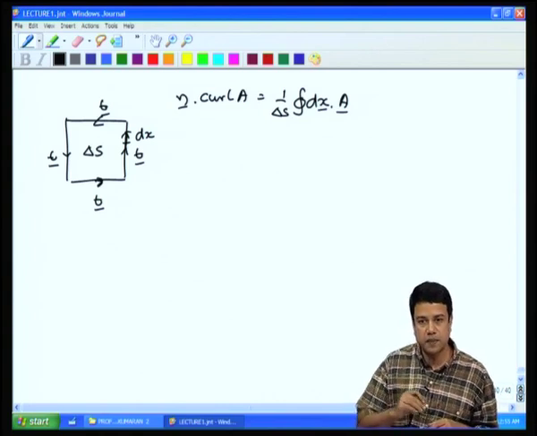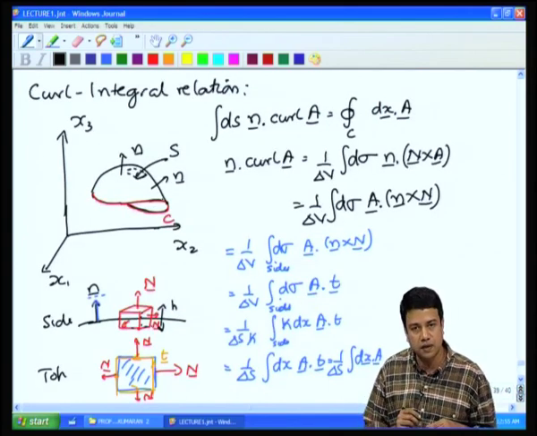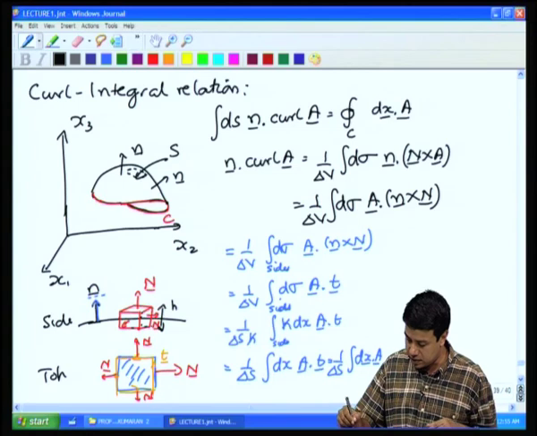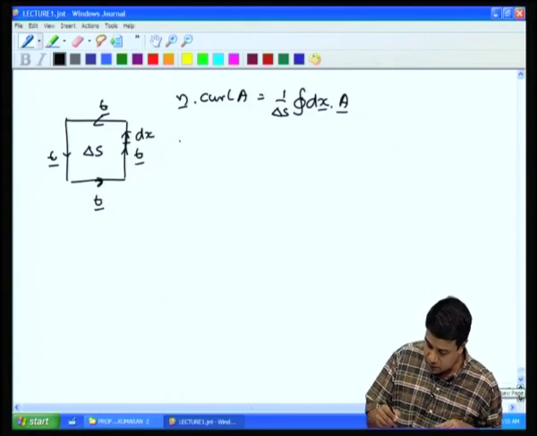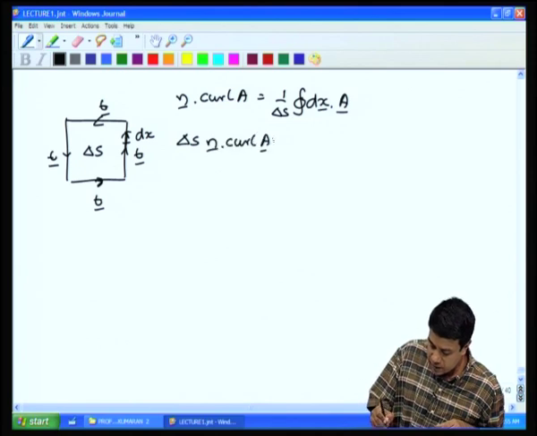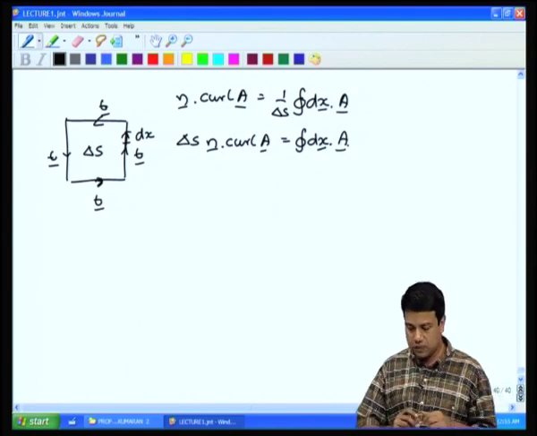So, this is for each little patch on that surface. If you recall, we had this entire surface here and we had taken only a little patch on that surface. For that little patch, we showed that integral of delta s n dot curl A is equal to 1 over delta s times integral dx dot A. Alternatively, delta s n dot curl A is equal to integral dx dotted with A.